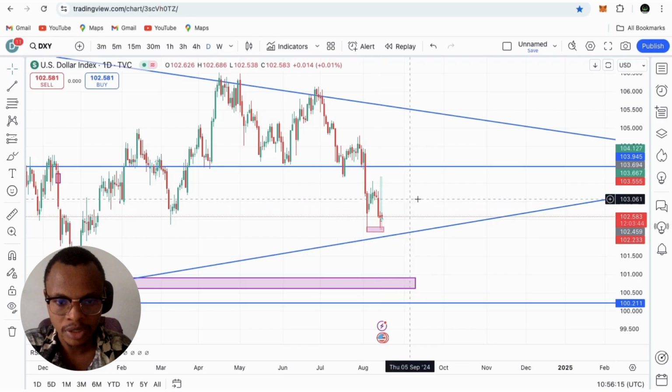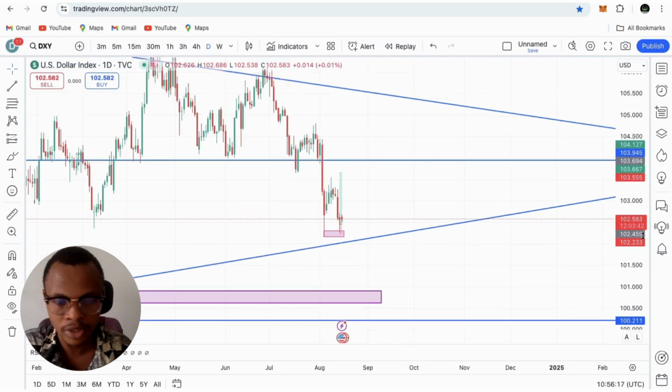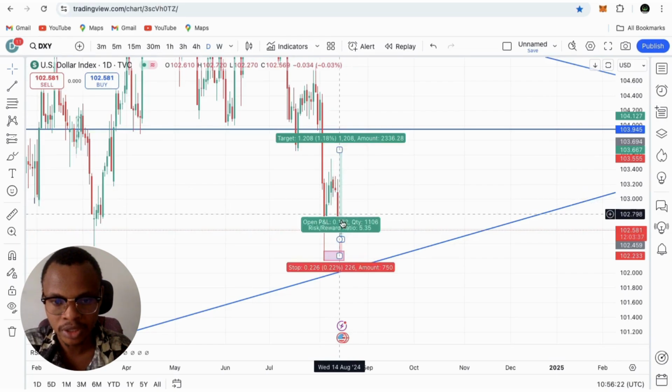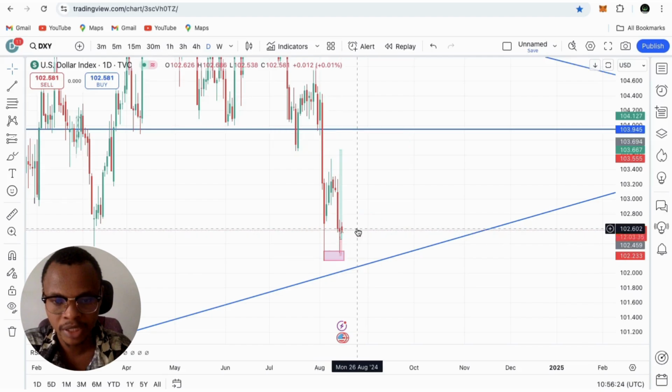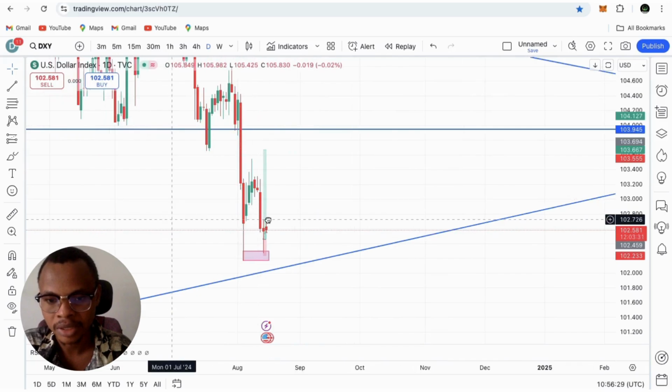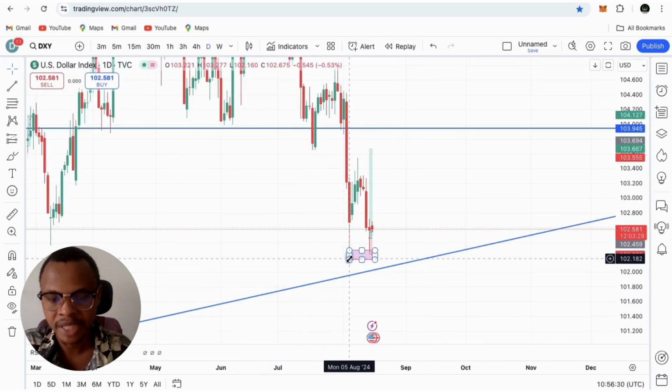This candlestick here should be the Monday candle. This should be Tuesday. This should be yesterday, which was CPI, and this is today. Now, okay. So you guys can see this was the first leg it made last week.